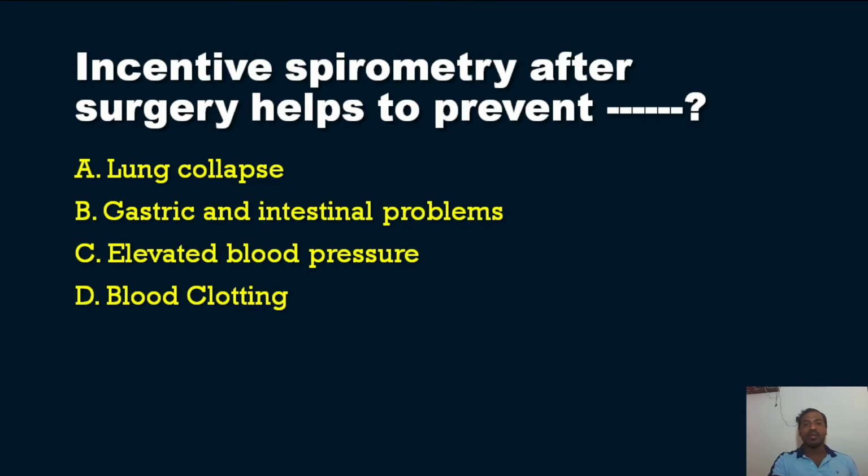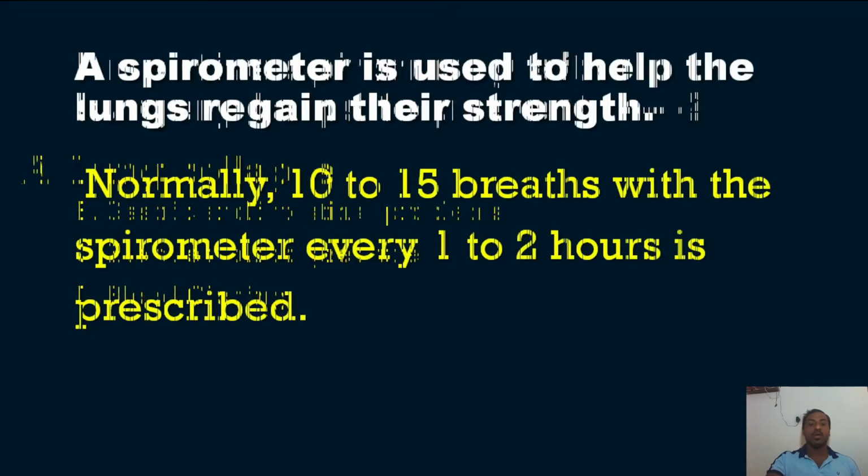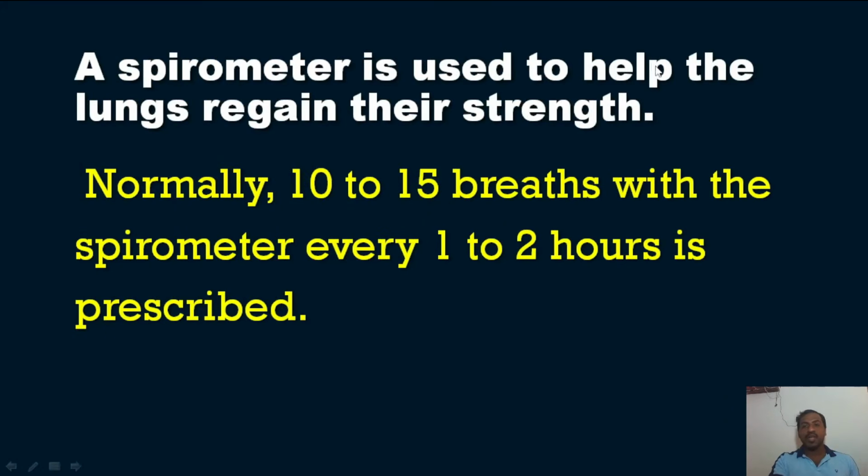So how does incentive spirometer help to prevent one of these options? So what is the answer? The answer is lung collapse. Incentive spirometer after the surgery helps to prevent lung collapse. How? You know that a spirometer is used to help the lungs regain their strength. Because of the surgery, because of the anesthesia effect, and because of immobility, the strength of the lungs will be diminished. So to restore the strength of the lungs, the spirometer can help a lot.